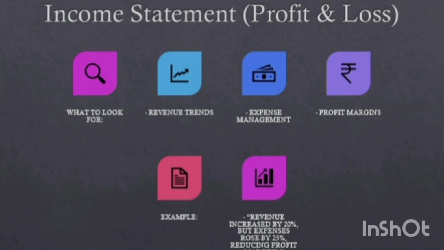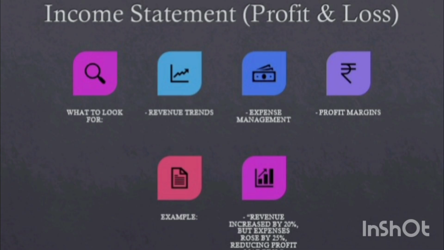Look for trends in revenue growth, cost control, and profitability. You want to see increasing revenue and profit margins. For instance, if a company's revenue grew by 20% but expenses grew by 30%, they might be spending too much on overheads and their profit margin would be shrinking.